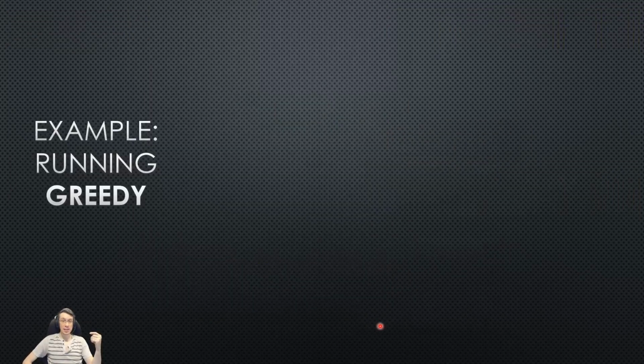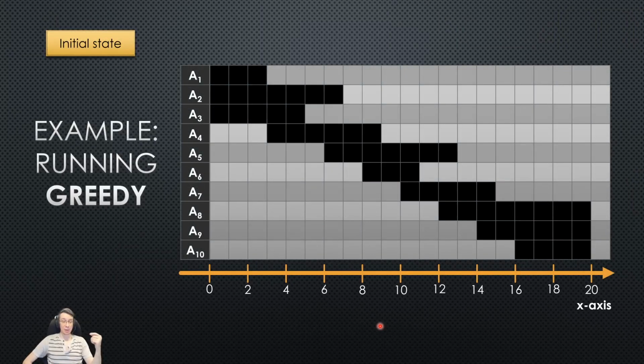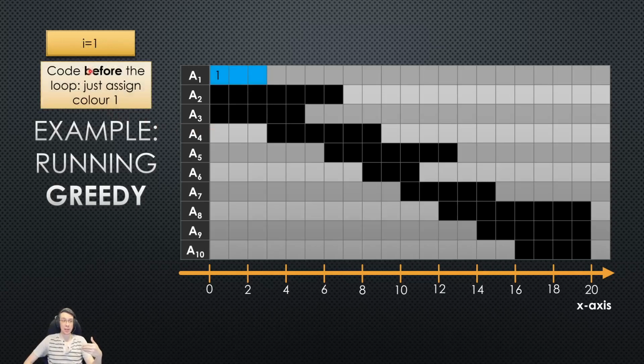Okay, so let's see an example of running that algorithm with the variables that I introduced in the previous algorithm. So this is running the pseudocode. Previously we saw running the algorithmic idea. Let's see running the pseudocode. So here's the initial state where we've done the sort, and now we're going to start trying to assign colors. Before the loop, we just assign color 1 to A1, and then in the loop, our D is 1.